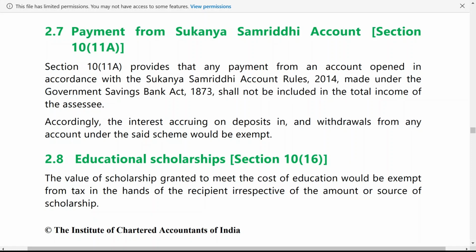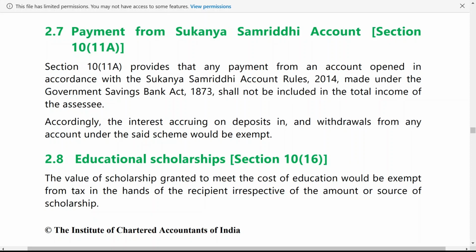Now payment from Sukanya Samriddhi account, section 10 subsection 11a. Section 10 subsection 11a provides that any payment from an account opened in accordance with the Sukanya Samriddhi Account Rules 2014, made under the Government Savings Bank Act 1873, shall not be included in the total income of the assessee. The interest accruing on deposits, that means interest is also exempt, and withdrawal from any account under the said scheme would also be exempt. So it is based on the concept of triple E.